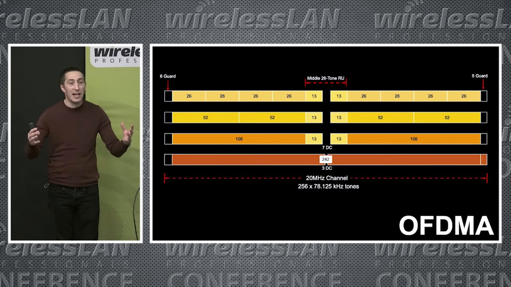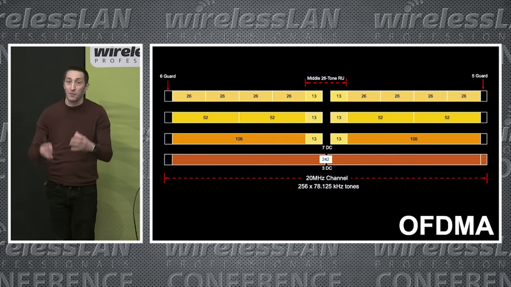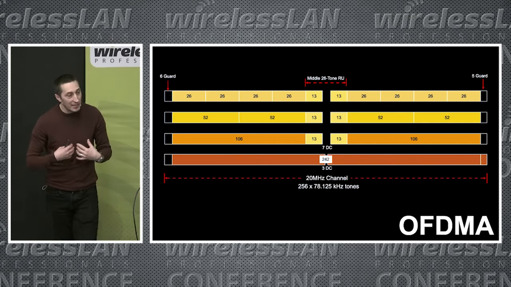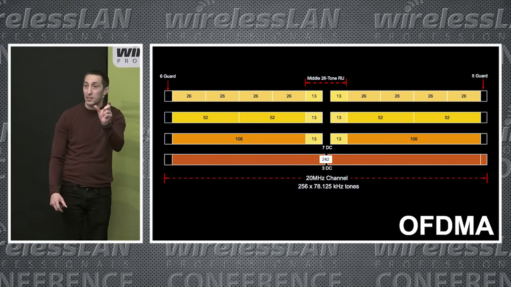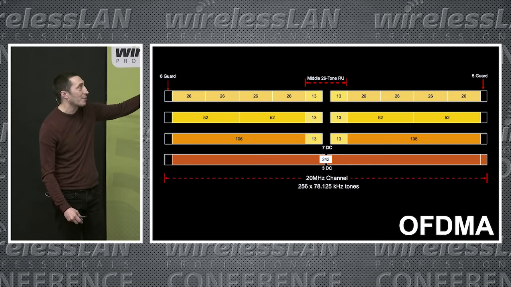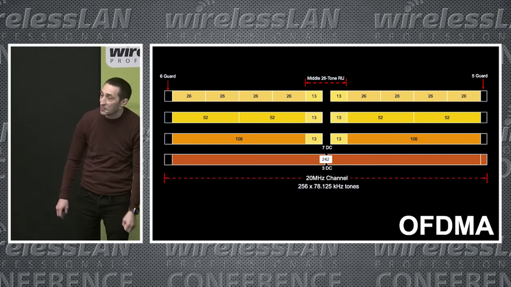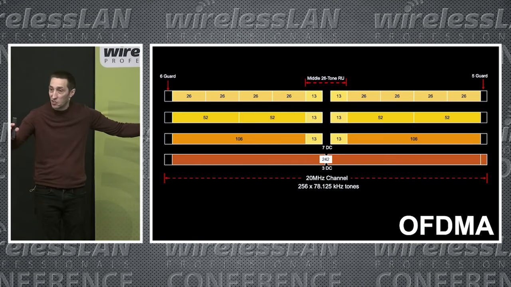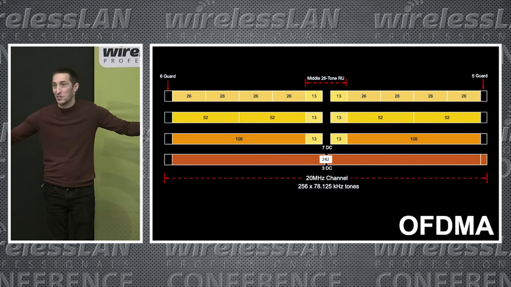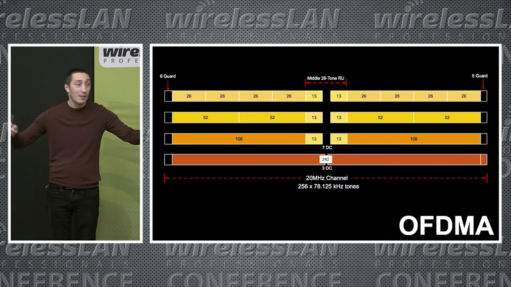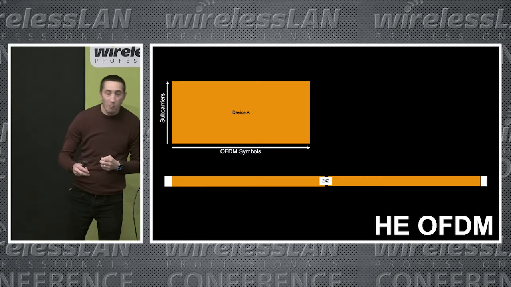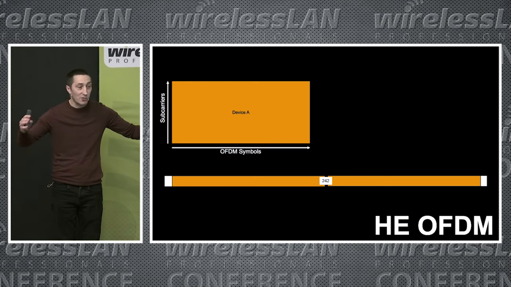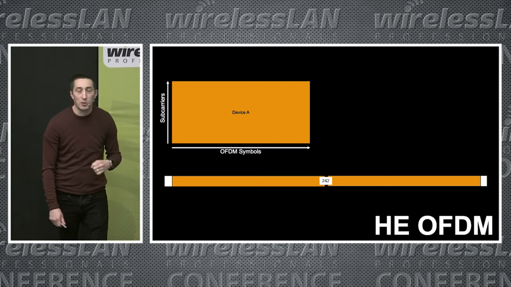And it also works in the reverse. I can give you an allocation of the channel for you to send to me. And these resource units can be different sizes. We can have 26 tone RUs, 26 tones in an RU, 52 tones, 106 tones, or we can use the entire 20 meg channel as an RU as well. At that time, we're not doing OFDMA because there are no multiple users involved. We're just doing OFDM with smaller subcarriers, which we call tones. So when we're using the full channel, it is just OFDM. We'll just be using a lot smaller subcarriers.